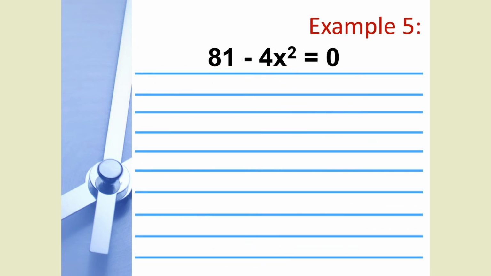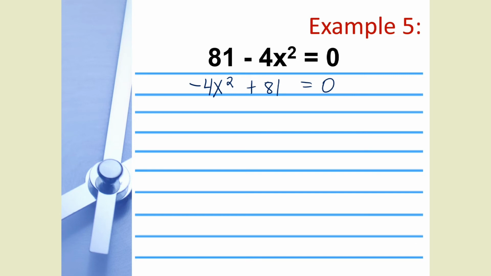Okay, example 5: 81 minus 4x squared is equal to 0. So, let us arrange the quadratic equation. In here, we can use the commutative property. Pagpalitin lang natin ng pwesto itong dalawang terms na ito. So, magiging negative 4x squared plus 81 is equal to 0. Dahil pinagpalit lang naman ng order itong dalawang terms na ito, walang mababago sa sign nila.